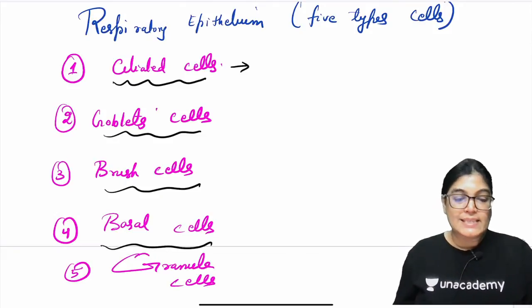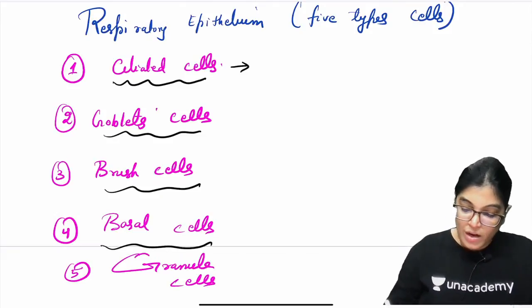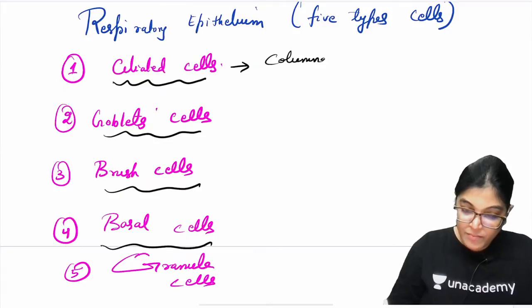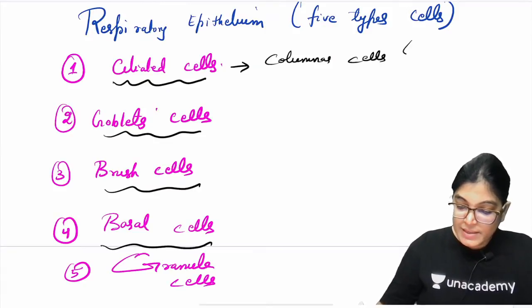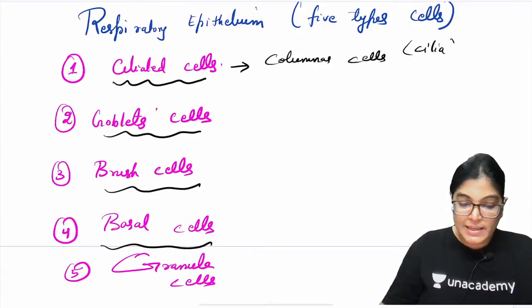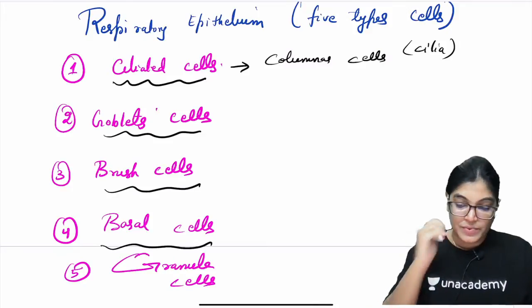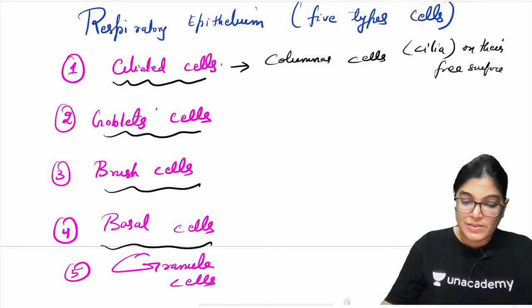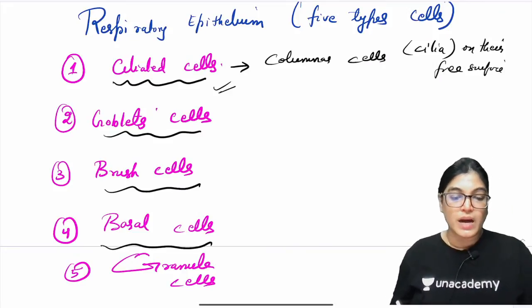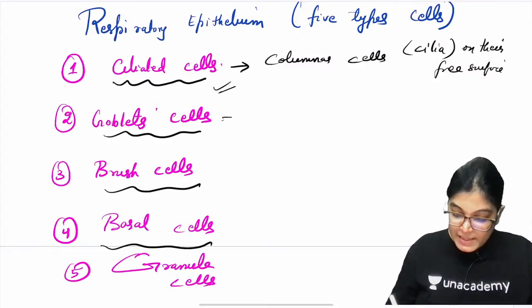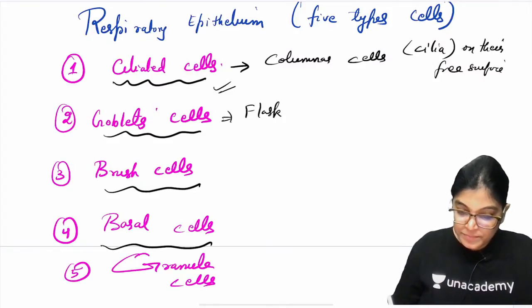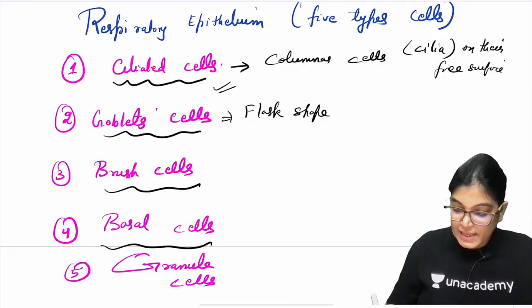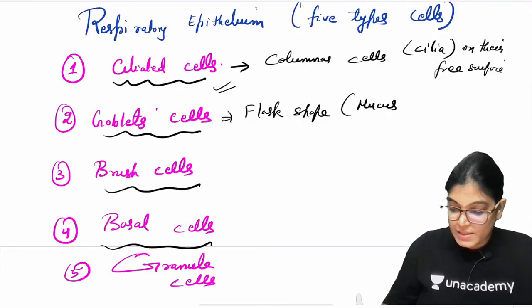So let's describe each one by one in brief. Ciliated cells. What is the role of ciliated columnar cells? They have cilia on their free surface, and the cilia beat towards the pharynx. Goblet cells are flask-shaped mucus-secreting cells.